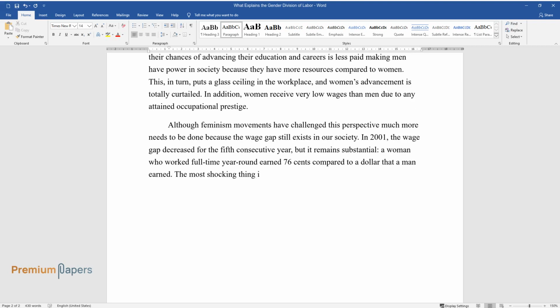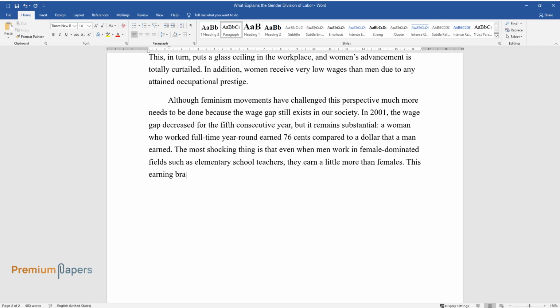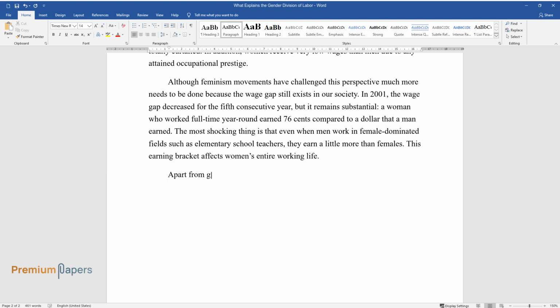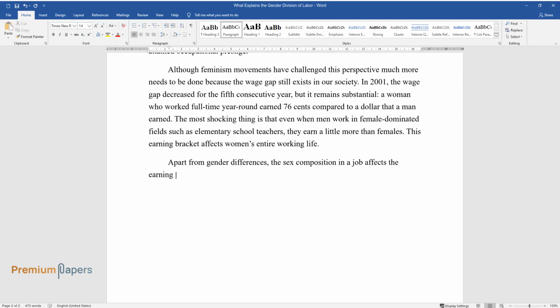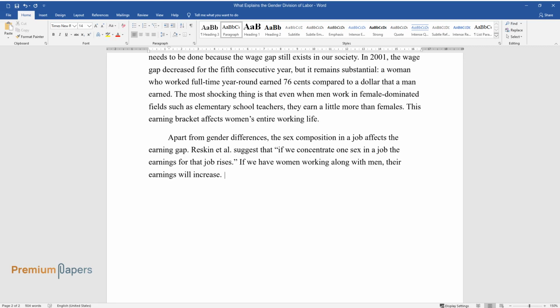The most shocking thing is that even when men work in female-dominated fields such as elementary school teachers, they earn a little more than females. This earning bracket affects women's entire working life. Apart from gender differences, the sex composition in a job affects the earning gap. Reskin et al. suggest that if we concentrate one sex in a job, the earnings for that job rises. If we have women working along with men, their earnings will increase.